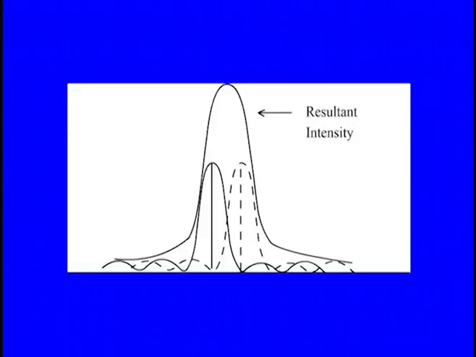Hence, for two spectral lines to be resolved, it is absolutely essential that the least angular separation between their principal maxima should be such that the principal maximum of one should fall on the first point of minimum intensity of the other.